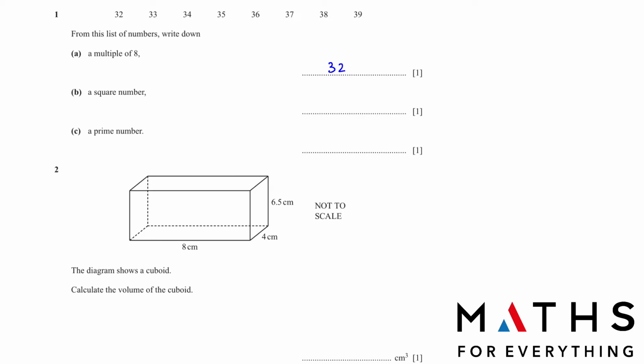So we write that. A square number is a number multiplied by itself. So 6 times 6 is 36.